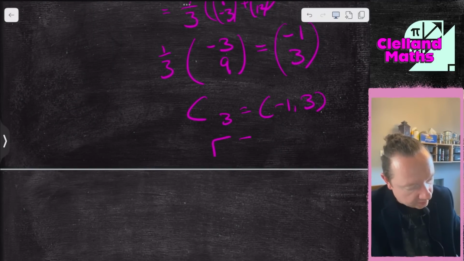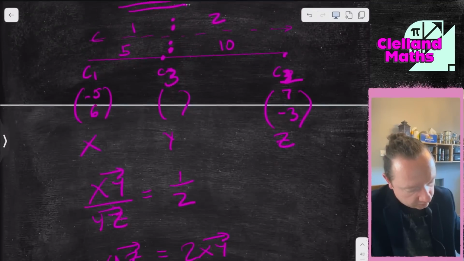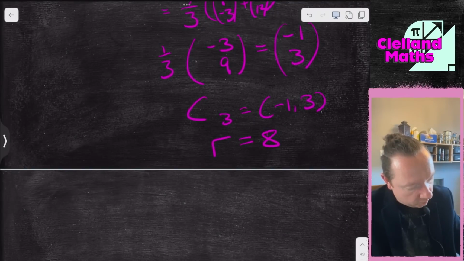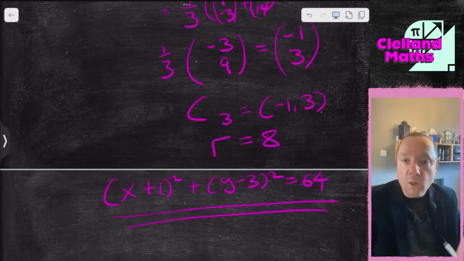And we know its radius now already, way back up here. I think we worked out that it was 8. So we need to know the equation then: x minus minus 1, so x plus 1, squared, plus y minus 3 squared equals 64. And finally, we're done there.